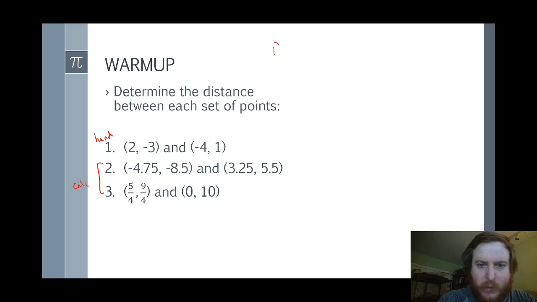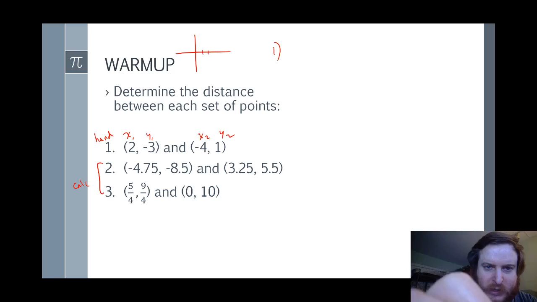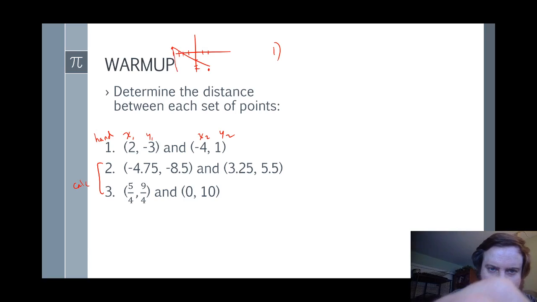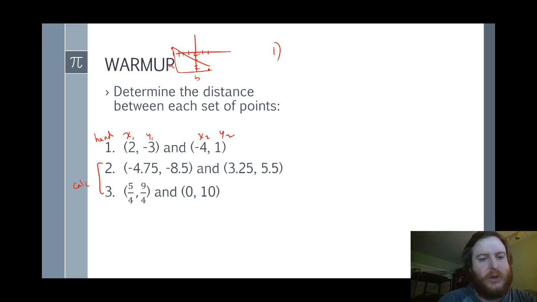So for number 1, I'm going to just do this with the formula x1, y1, x2, y2. If you wanted to graph this, you could have graphed this as well, and sometimes that's easier for students, right? Graph it and then do the whole a, b, and c, and do a squared plus b squared equals c squared. If you did that, that's awesome. But I'm going to just show it with the formula.